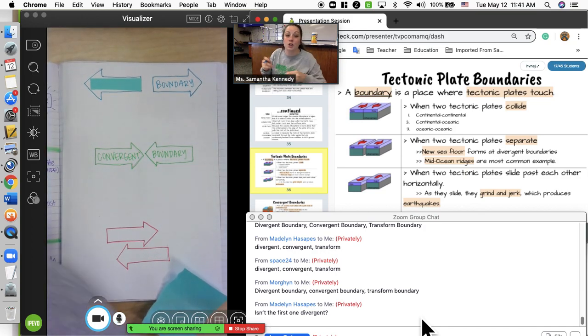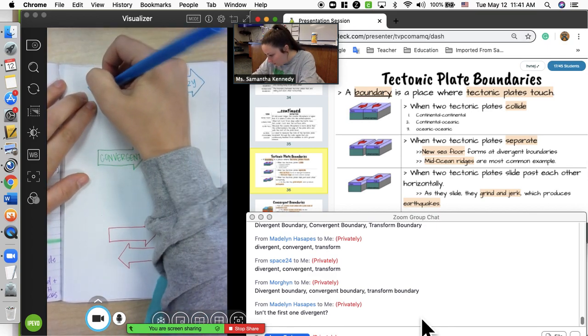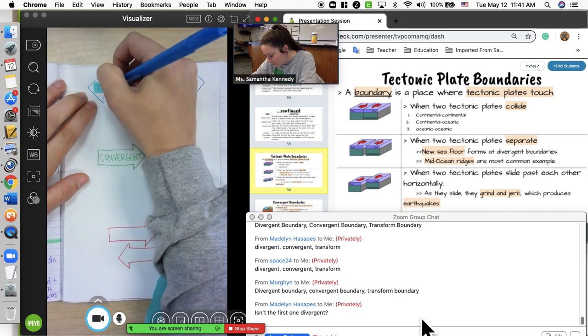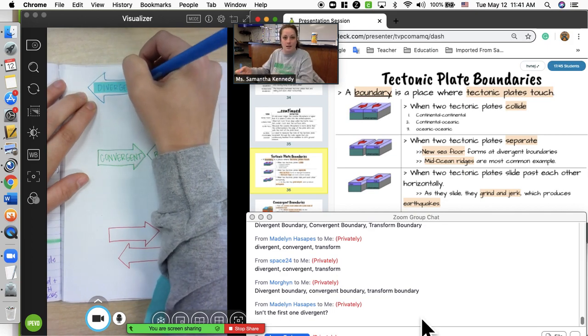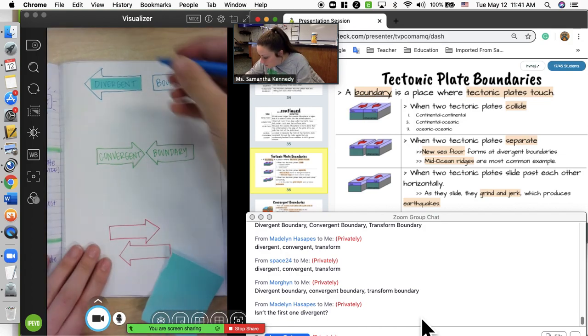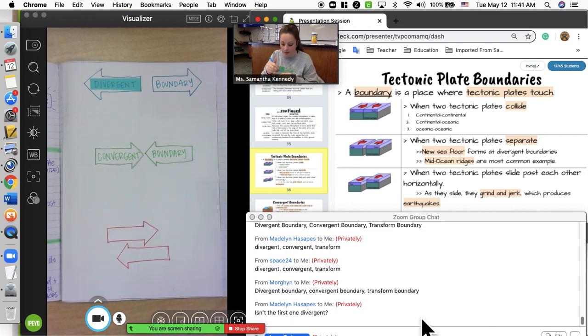Okay, so it should be divergent boundary. All right. Now we're good. Now we're cooking. So back to my other one, transform boundary.